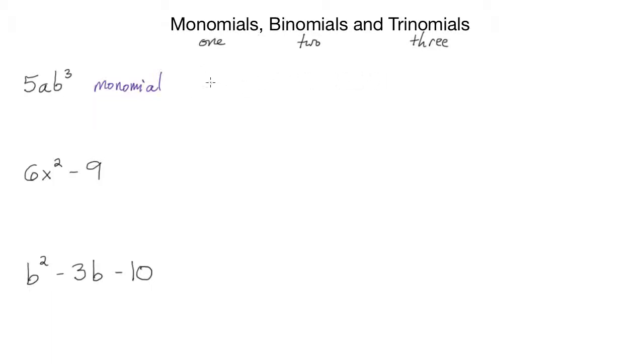If I'm talking about the leading coefficient, remember the coefficient is just the number part at the beginning of a term. The leading coefficient is 5 in this case, because there's a 5 times a bunch of variables, a times b cubed. The degree is just the power, or the highest power, of the term.